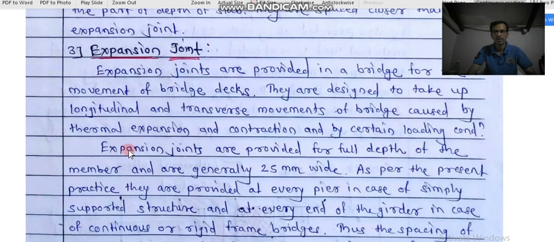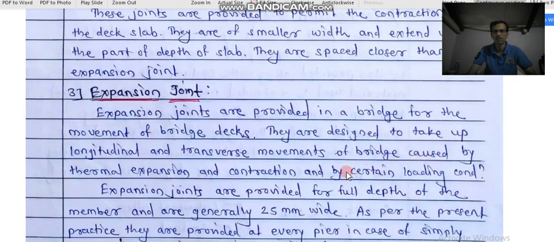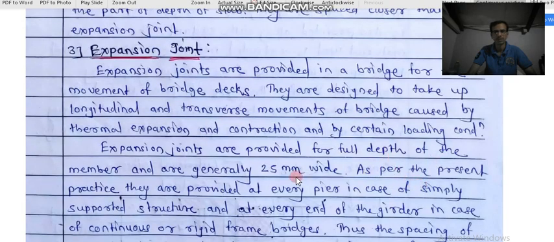Expansion joints are of full depth. Contraction joints are not of full depth, they are only up to part of the depth of the slab, but expansion joints are provided for the full depth of the member and generally 25 mm width. The width of the expansion joint is about 25 mm.